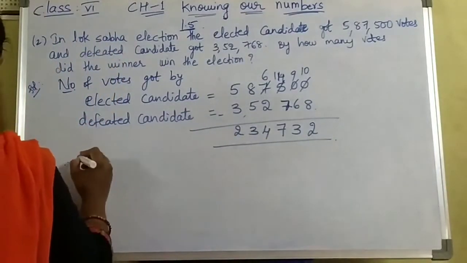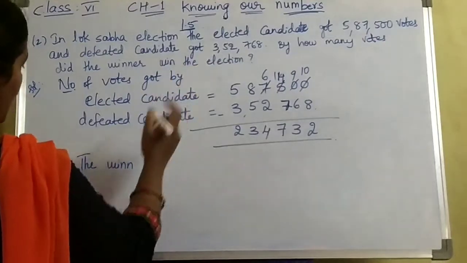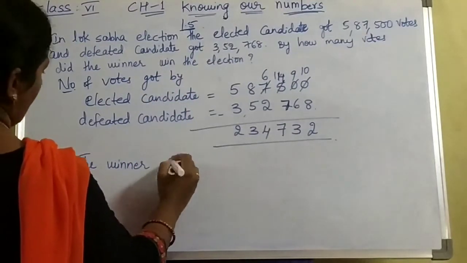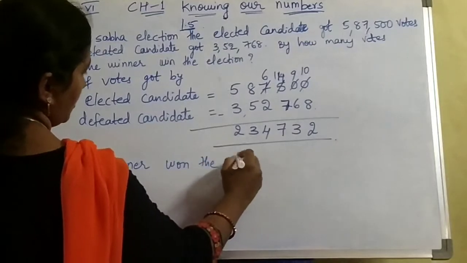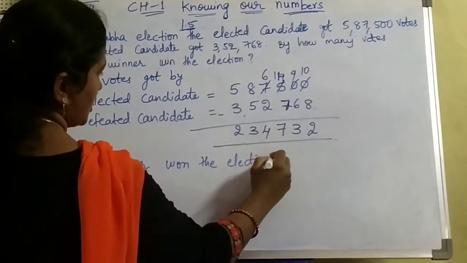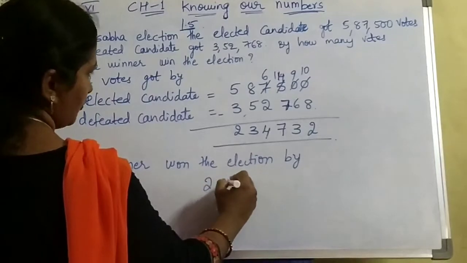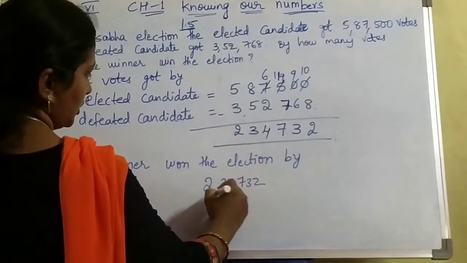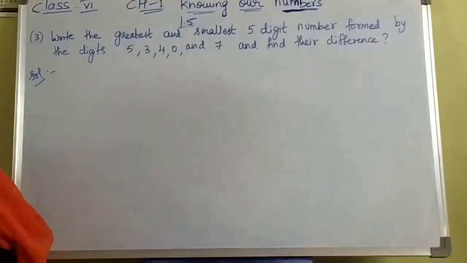So therefore the winner, means the elected candidate, won the election by how many votes? 2,34,732 votes. Is it clear, children?